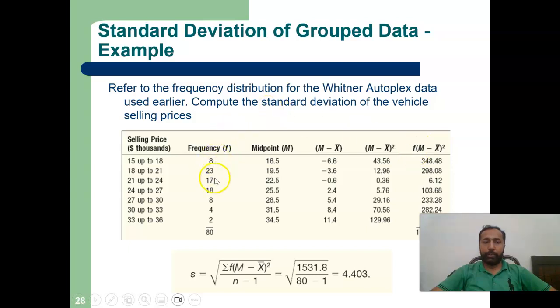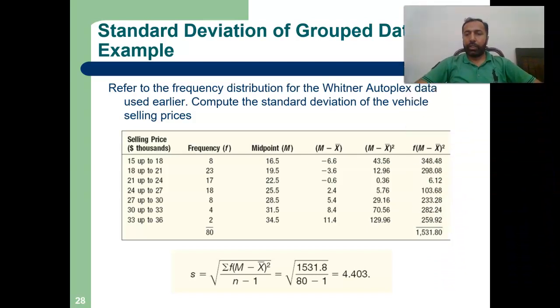Here in the second column we have the frequency. So 8 multiplied by 43.56 is equal to 348.48. 23 multiplied by 12.96 is equal to 298. In this way, we calculate this entire column, and then in the end, we add these values. So this value is used here. So this is the sum of frequency multiplied by the squared deviation of midpoint from the mean.